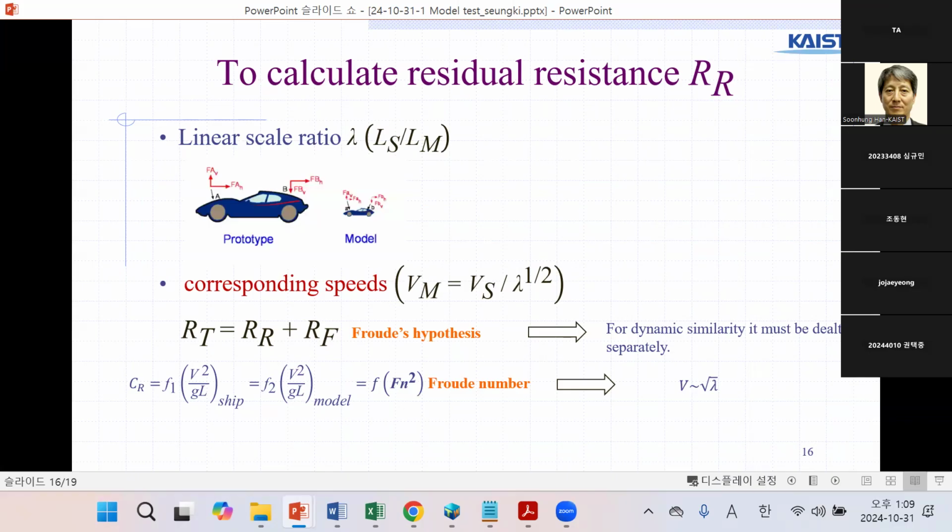By using the Froude number, we can predict the residual resistance coefficient (CR). So when we select the same Froude number, we can use this relationship. By using this, we can derive corresponding speed v is proportional to the square root of lambda. There is a square root lambda term, so it's not linear.